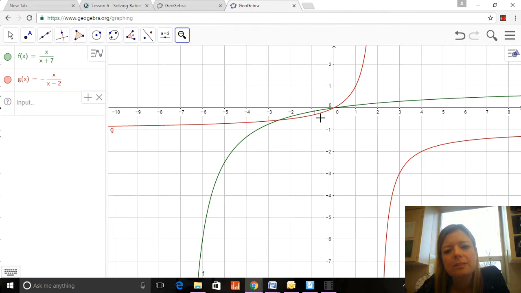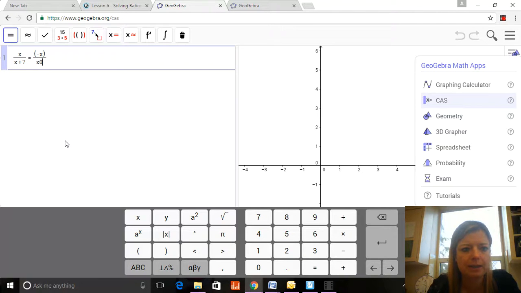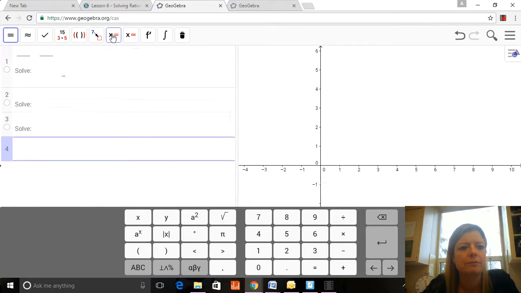So we need to find these points of intersection. On GeoGebra, you can go to the CAS, remember, that's this app, and type this equation in. So we would have x over x plus 7 equals, and I'm going to put in brackets, negative x divided by x minus 2. Now remember, don't press enter, you press this x equals button, and it's going to solve the equation.